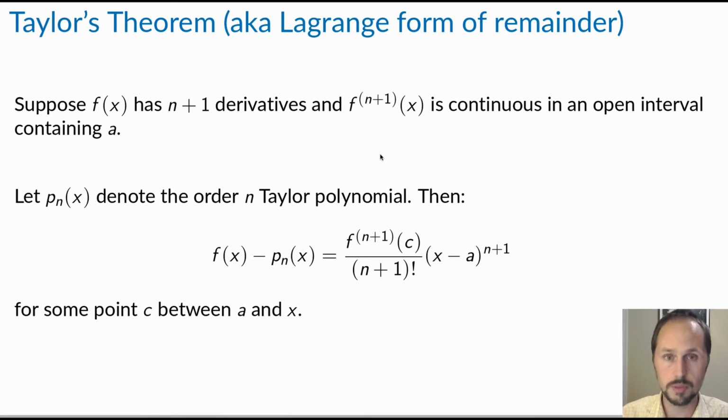For this to be a true statement, I need some hypotheses. We need that f has n plus 1 derivatives, and the n plus first derivative should be continuous. Then this gives us what's called the error term, or the remainder term from Taylor's theorem. This theorem is called Taylor's theorem, and this expression is called the Lagrange form of the remainder.